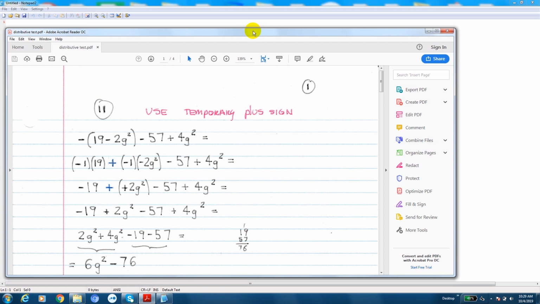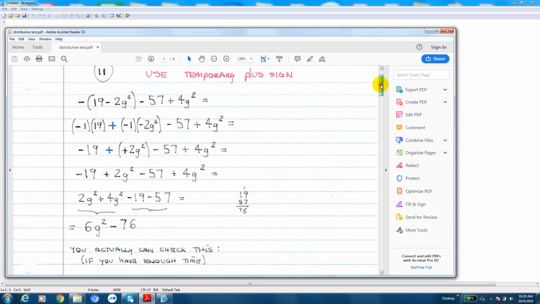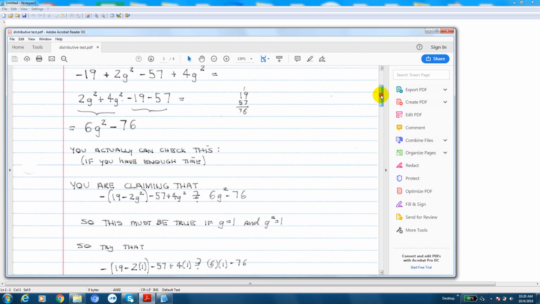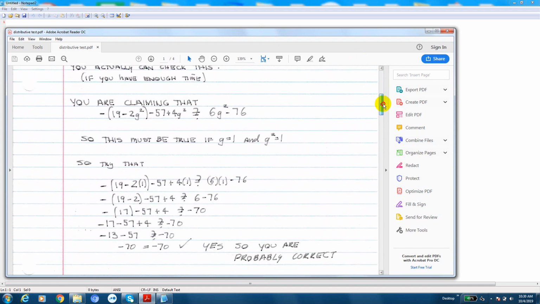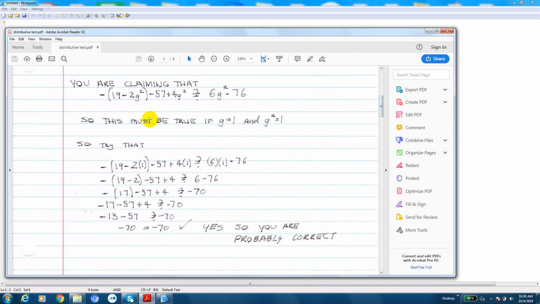So now you're claiming that's the answer. If you have enough time on the test, you can check this to make sure you got it right. You can actually check this if you have enough time. You are claiming that this is true. So it must be true if g equals 1, and therefore g squared equals 1. So instead of g squared, you just put a 1 in.